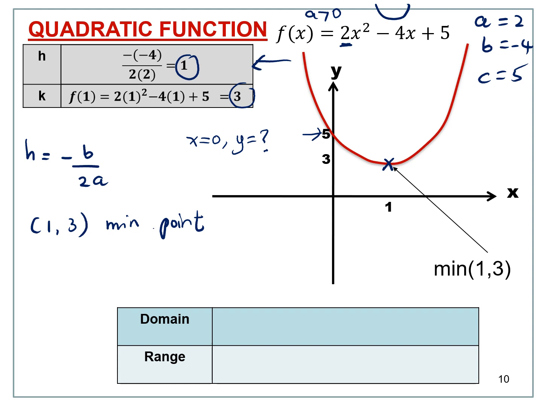Okay, so from this graph you can read the domain is negative infinity to infinity. All the x are defined, but for the range, look at the graph, we start from 3 closed to infinity, or we can write y greater than or equal to 3.